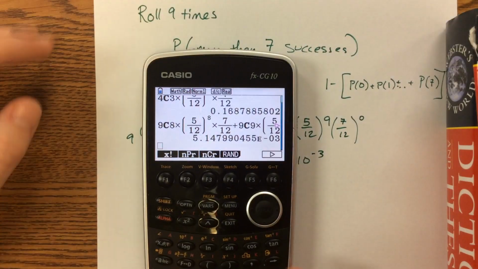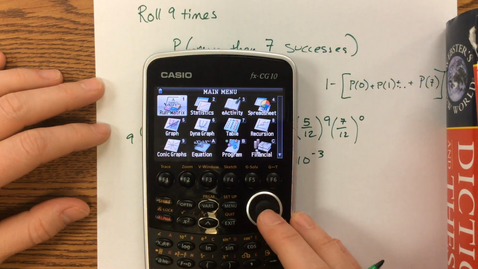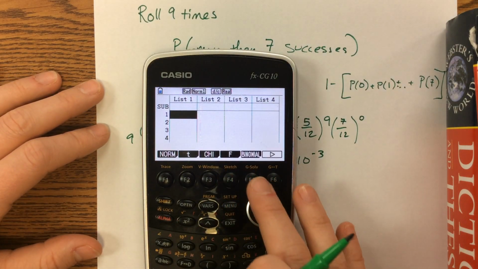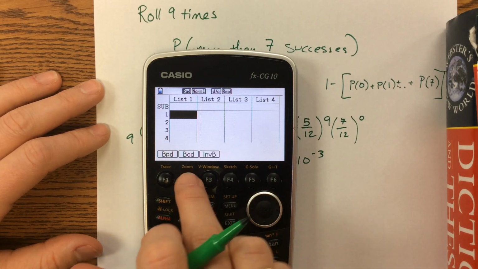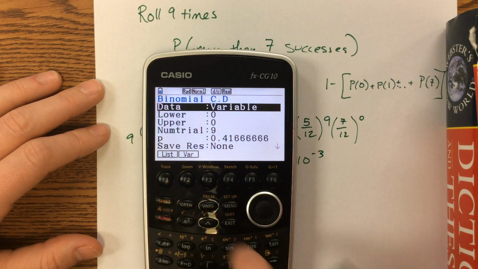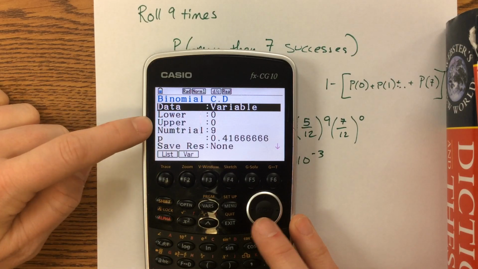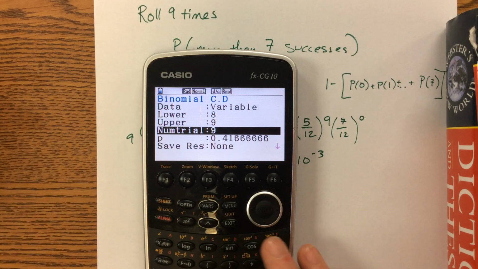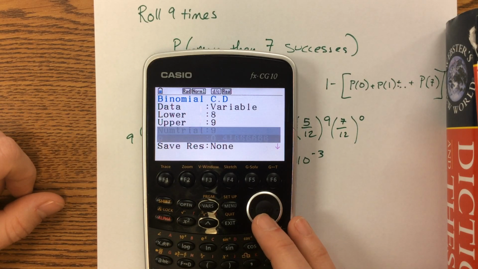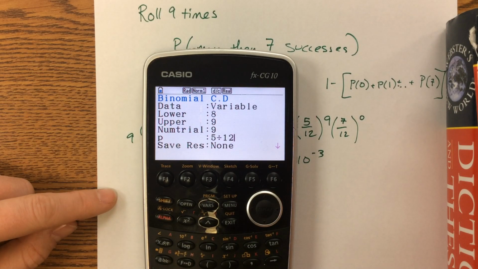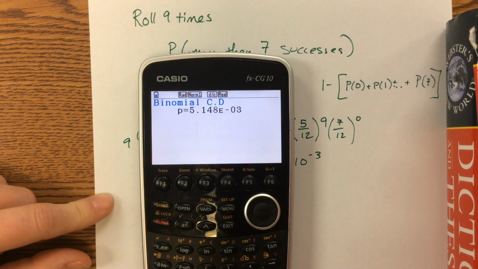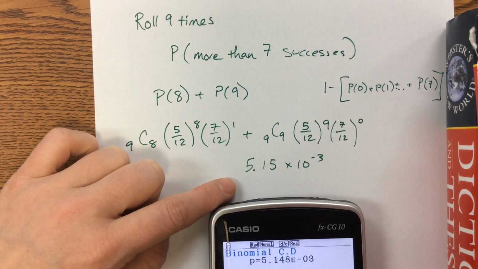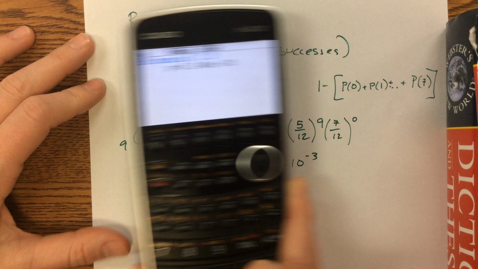Now the calculator will also do that for you. So if we come back to menu, statistics, we go to distribution, we're doing binomial. We want to do this one, BCD, where it's a cumulative binomial. So it's still variable. The lower bound, we wanted 8 to be the lower one. We wanted 9 to be the upper one. We have 9 trials. And then there's that same probability, that 5/12 probability of success. And when I hit enter, this is 5.148 times 10 to the negative 3, that looks very familiar. So the calculator will do that for you.